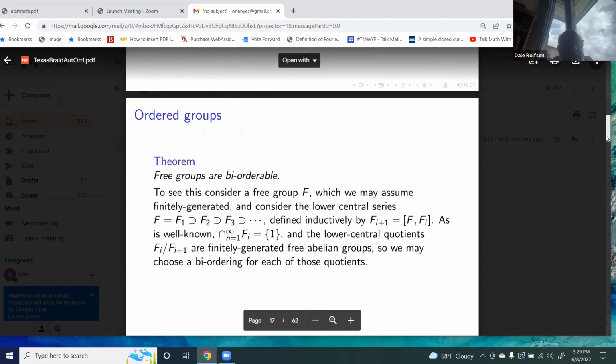And it's well known that the infinite intersection of these is simply the identity, and the lower central quotients, F_i mod F_{i+1}, where F_{i+1} is normal in F_i, are finitely generated free abelian groups. So you can choose the bi-ordering for each of those quotients.